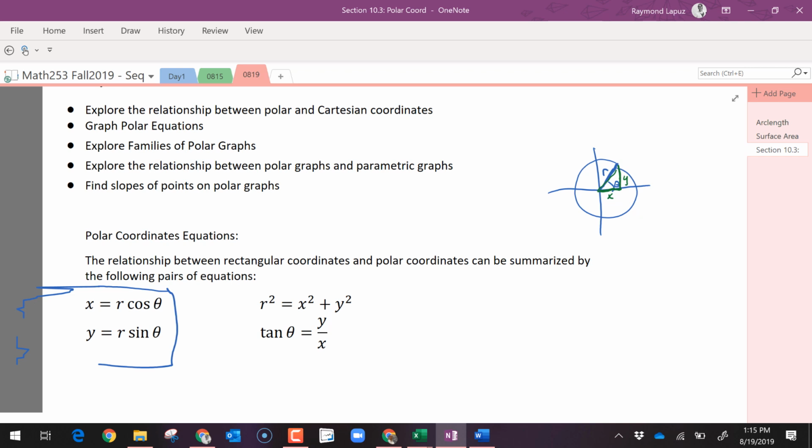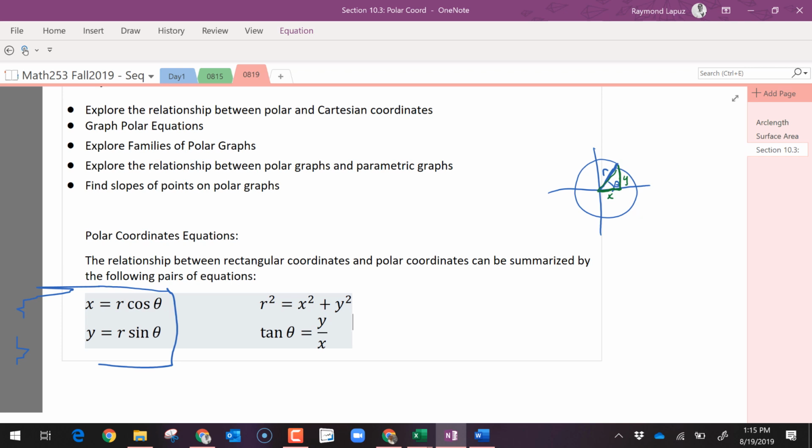The interesting part is this other set of equations over here. r squared is equal to x squared plus y squared. That's like the equation of a circle. And then the tangent of the angle is equal to y over x. So I think this will allow us to go between Cartesian coordinates and polar coordinates.